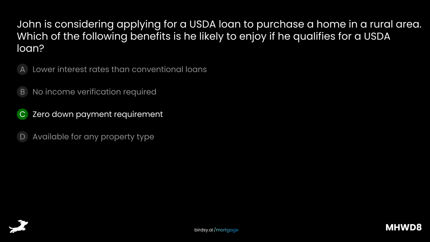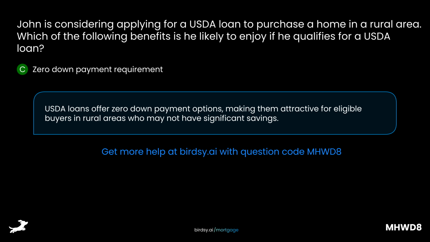The answer is C, zero down payment requirement. USDA loans offer zero down payment options, making them attractive for eligible buyers in rural areas who may not have significant savings.